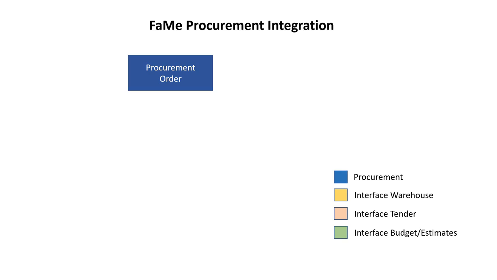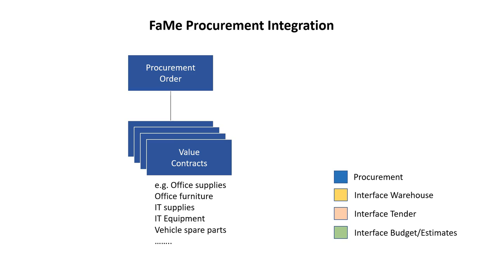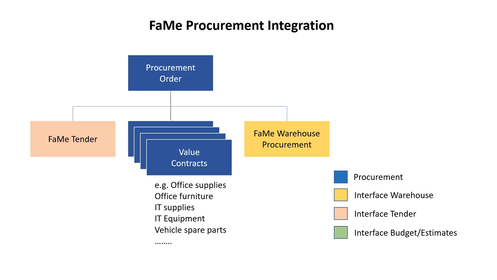The main procurement document with cover letter and unlimited order positions. Linked with value contracts. No limits. Integration with the FAME tender module. The positions of the tender are seamlessly connected with the positions of the procurement order. The warehouse stock can be filled up with a procurement order.